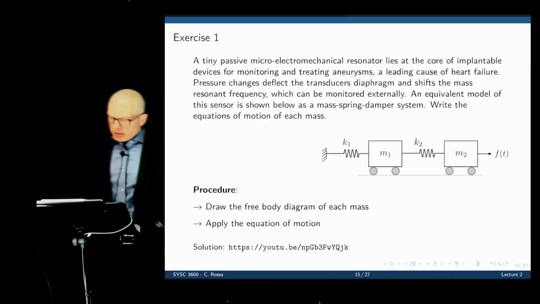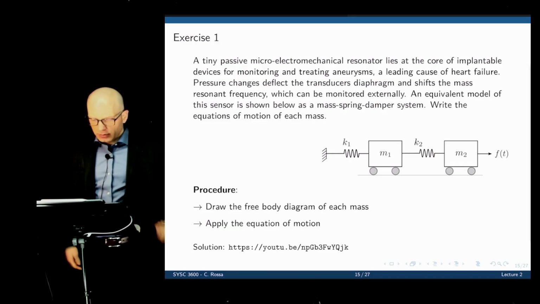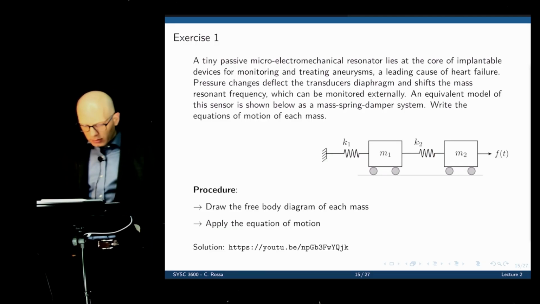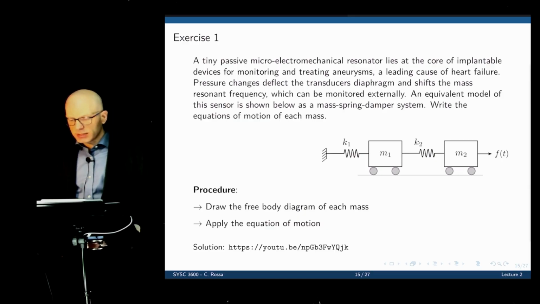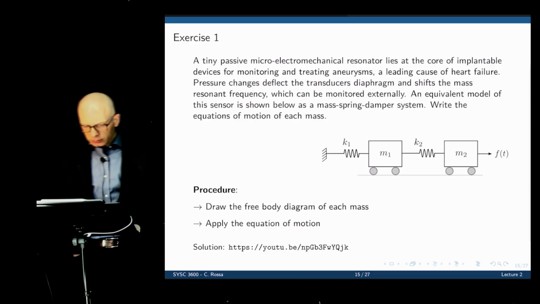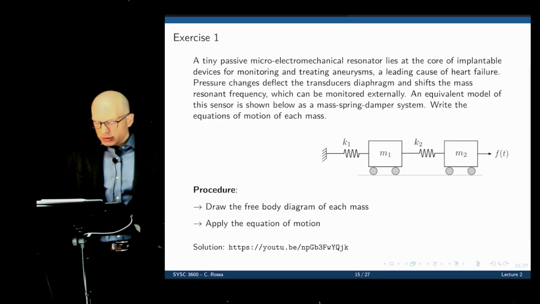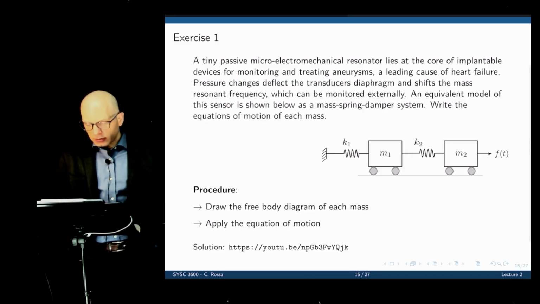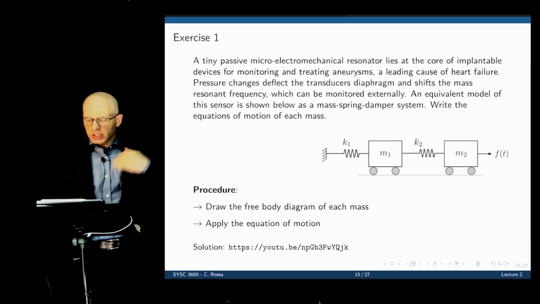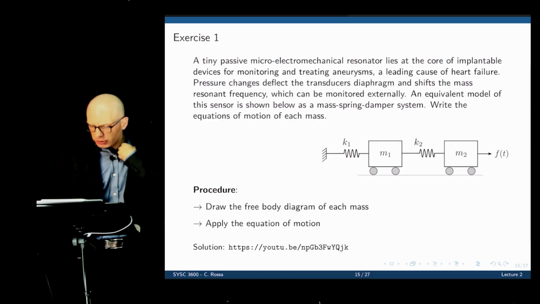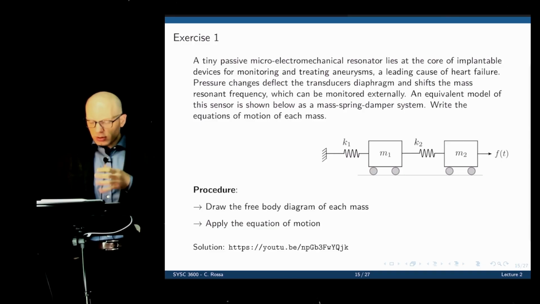We have a tiny microelectrical resonator that is used in implantable devices for monitoring and treating a cause of heart failure. Pressure changes in the transducer will shift the mass resonance frequency, which can be monitored externally using some sort of sensors. An equivalent model of this sensor is shown in this mass spring damper system. The question is, write the equations of motion for each mass.